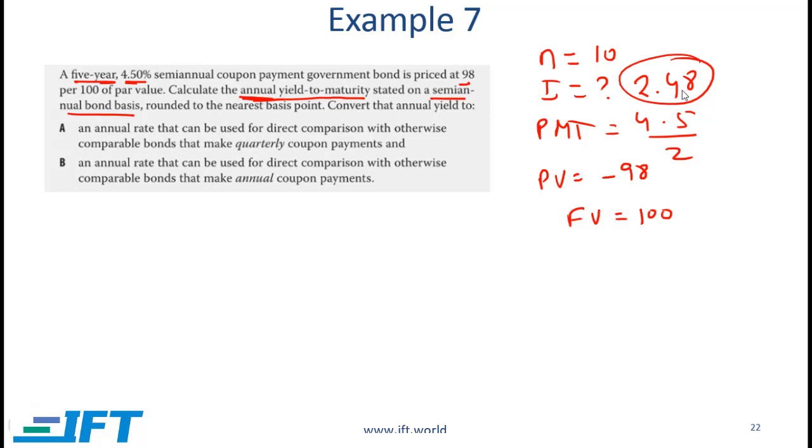To come up with the annual number, we multiply this by 2, which will give us 4.96. So that is the answer to this first part. Then we come to part A.